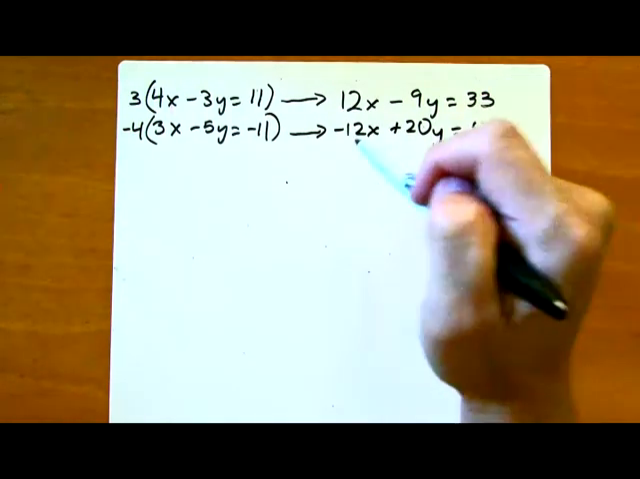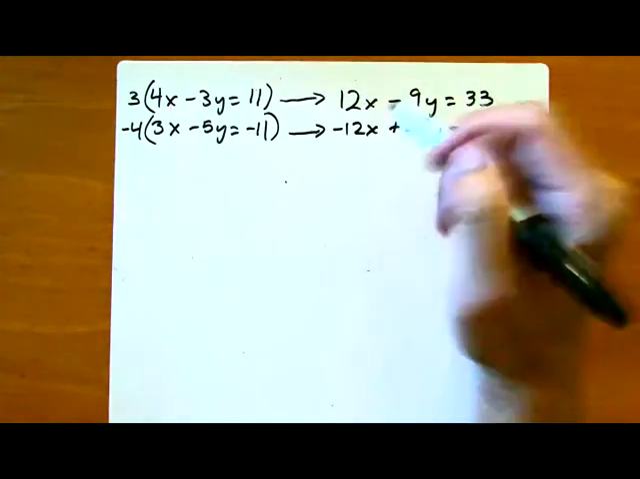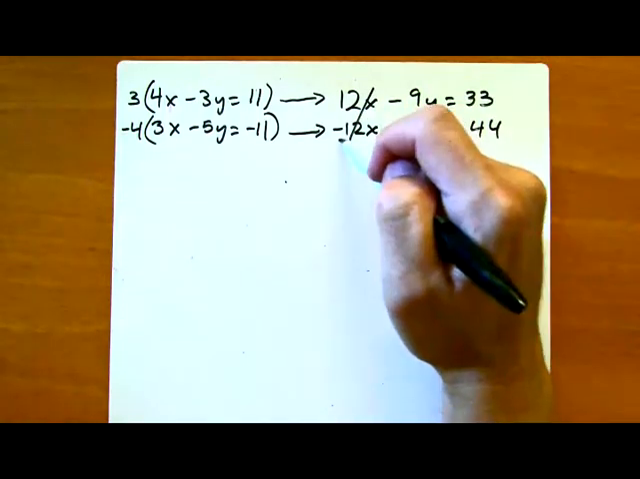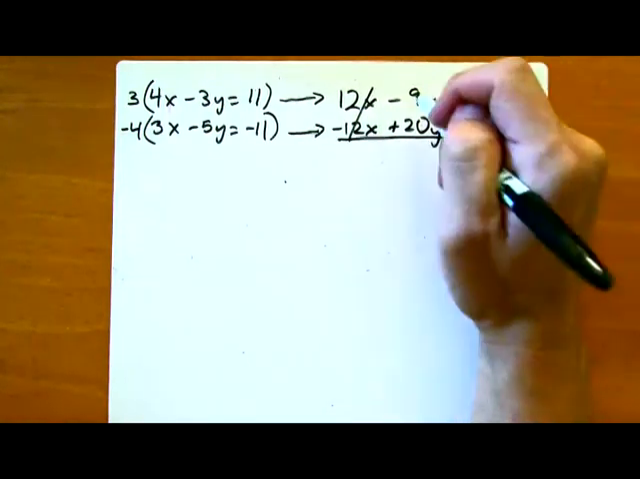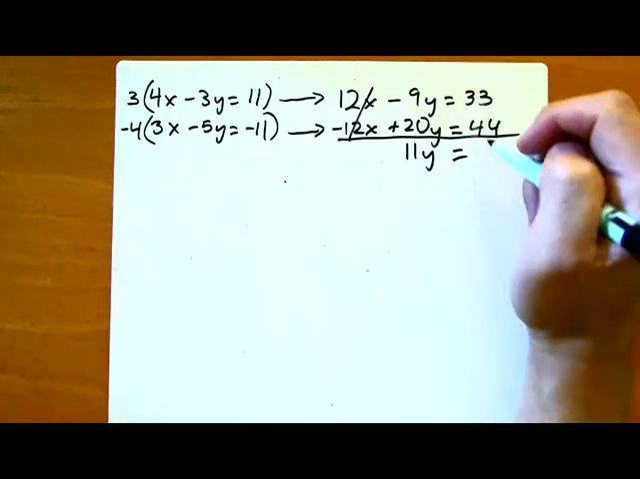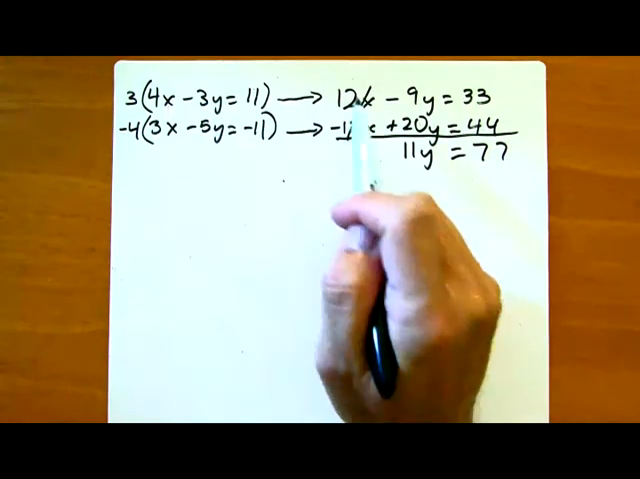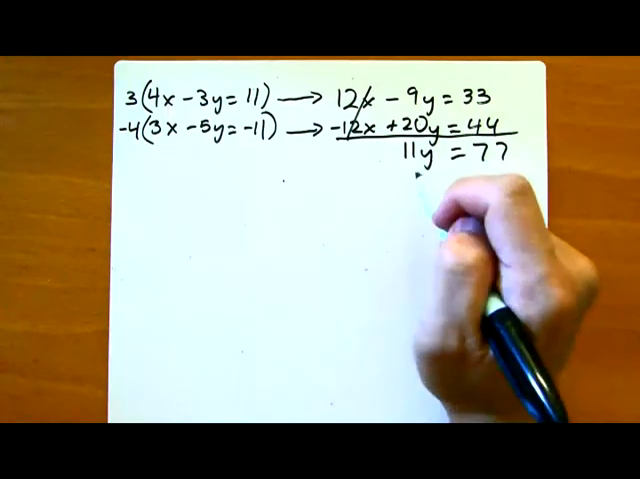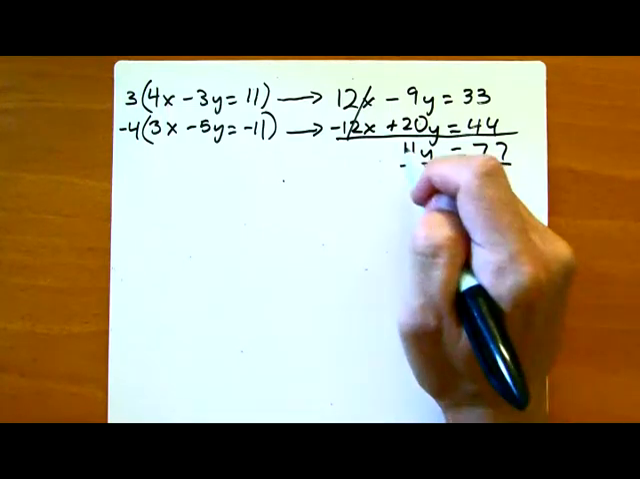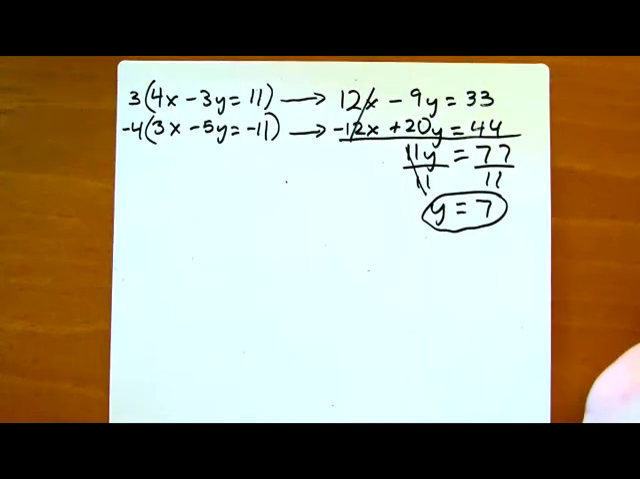Okay, now if we look at the equations again, if I add straight down in the columns, the x's, 12 minus 12, they cancel. We just need to add the remaining columns. This gives us 11y. This is 77. Now that we have only one variable, we can solve for y. Divide both sides by 11. Okay, our y value is 7.